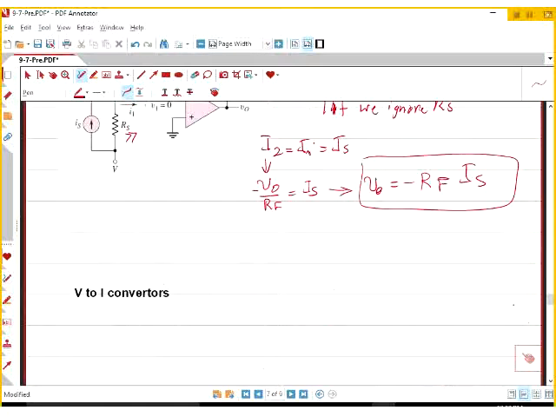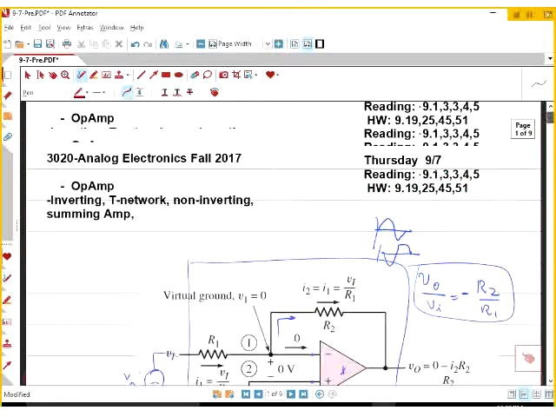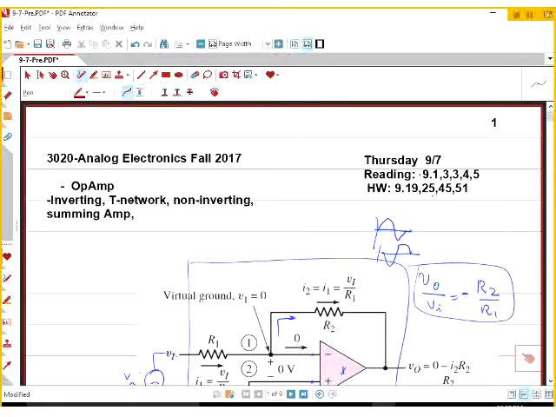Homework? No. Okay, the question is where to find the homework. In any lecture you look at, it is 9.19, 25, 45, 51. And these are the reading sections.